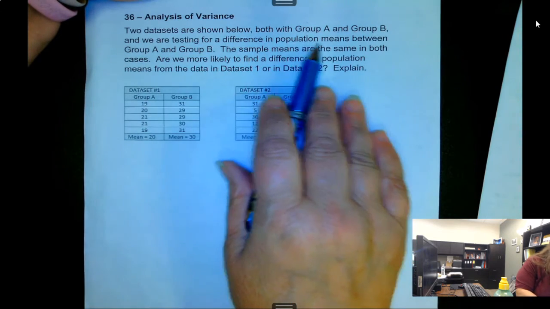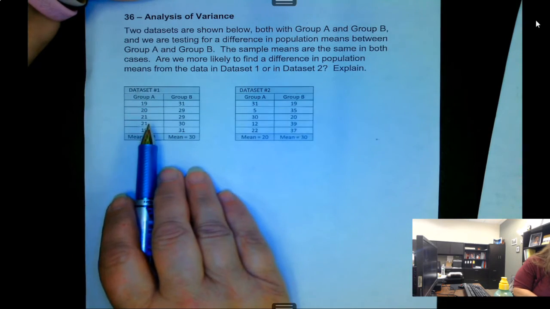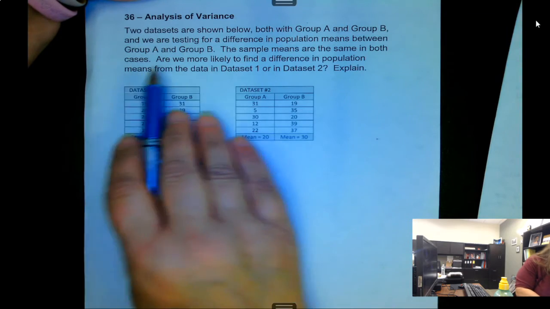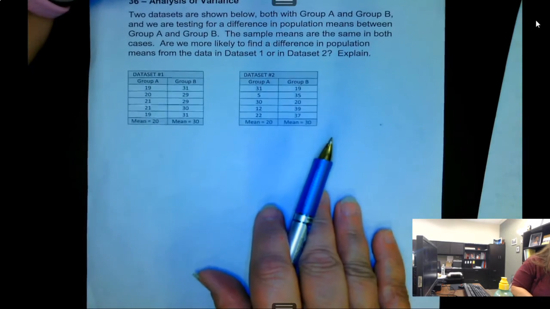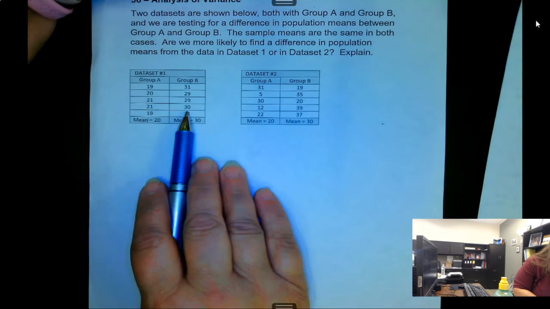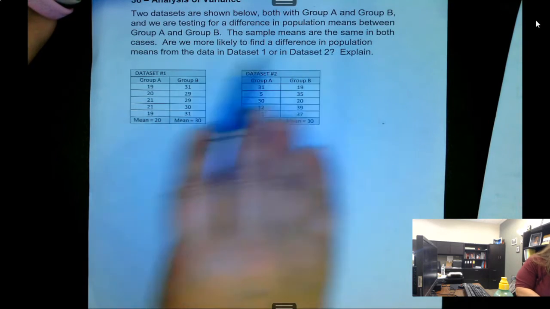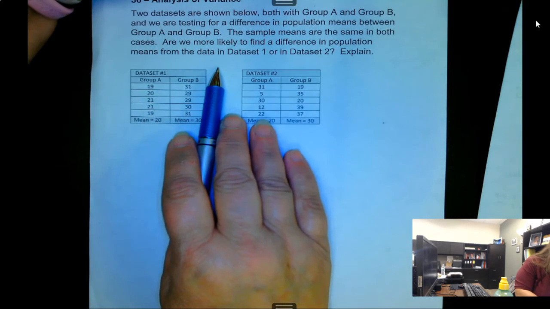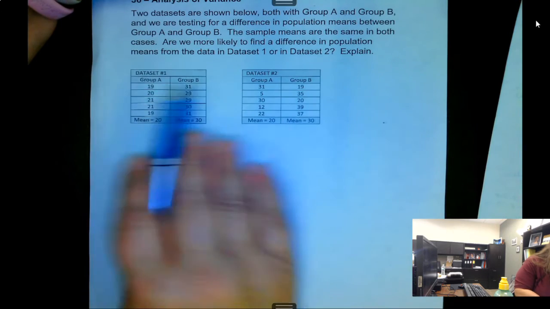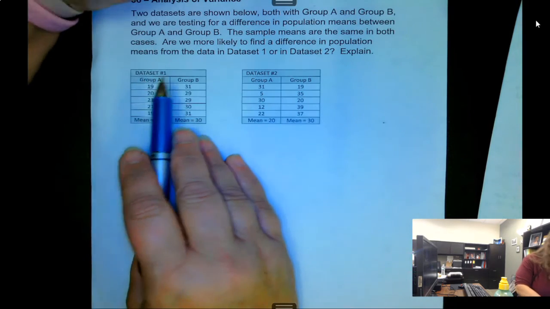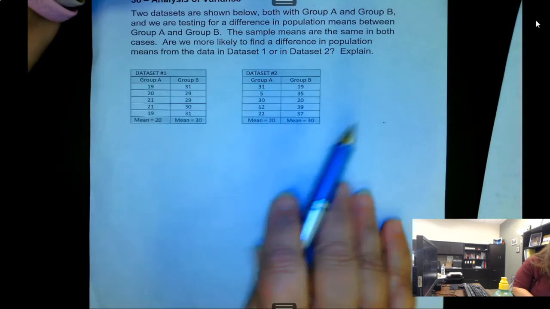Two data sets are shown below, both with Group A and Group B. And we are testing for a difference in population means between the two groups. The sample means are the same in both cases. Are we more likely to find a difference in population from the data in data set 1 or in data set 2?